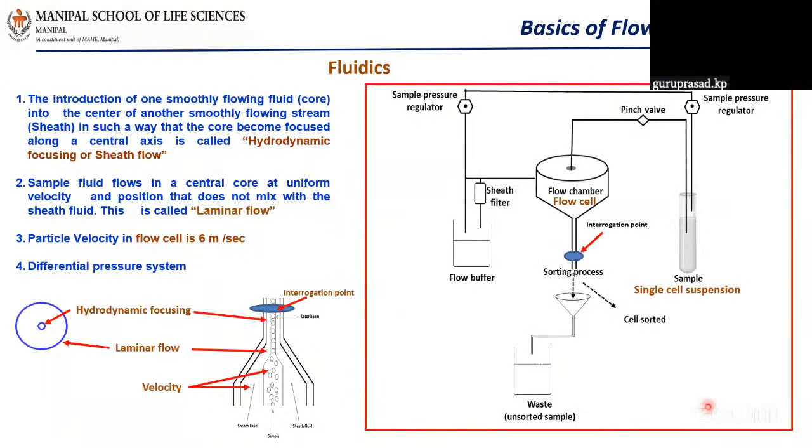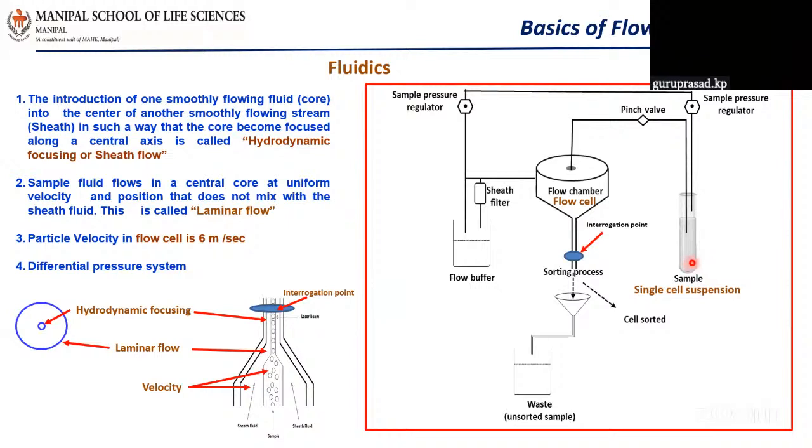Now, how does the fluidics work? If you look at this simple diagram on the right side, you can see that in the machine there is a place where you can keep a tube in which you have suspended the cells, and the cells should be single entities, in a single cell suspension.